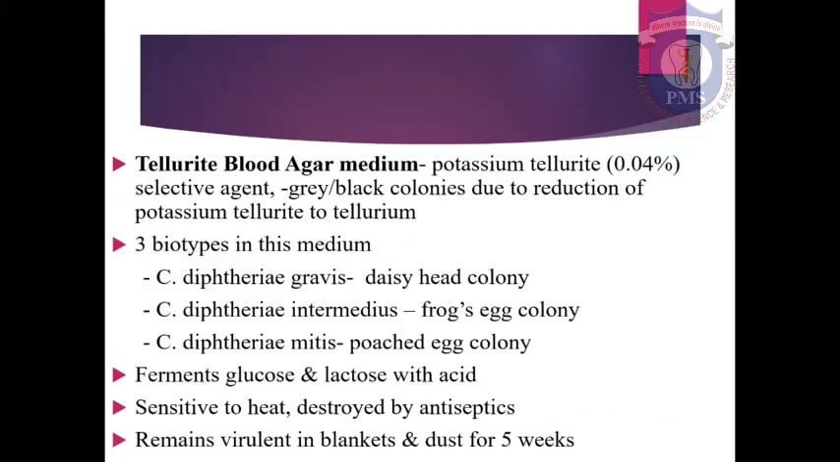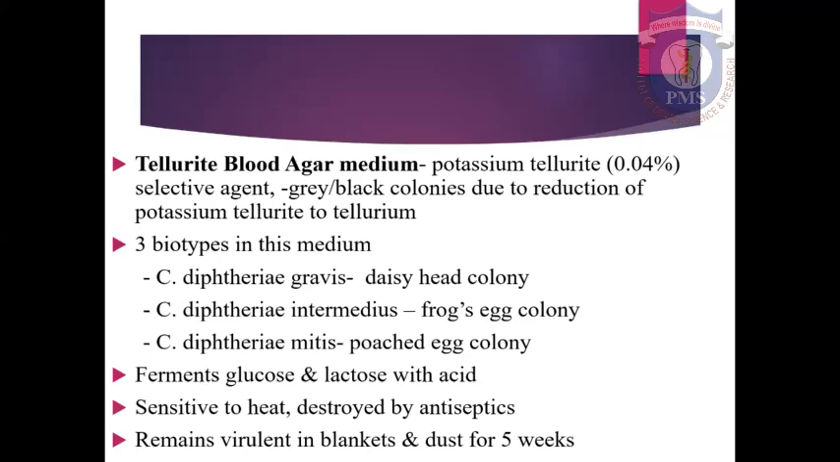Then tellurite blood agar medium. This is a selective medium for growing Corynebacterium diphtheriae. Potassium tellurite is a selective agent, and the colonies appear gray to black due to the reduction of potassium tellurite to tellurium. There are three biotypes of Corynebacterium diphtheriae in this medium: Corynebacterium diphtheriae gravis, which shows daisy head colonies; Corynebacterium diphtheriae intermedius, which shows frog's egg colonies; and Corynebacterium diphtheriae mitis, which causes poached egg colonies.